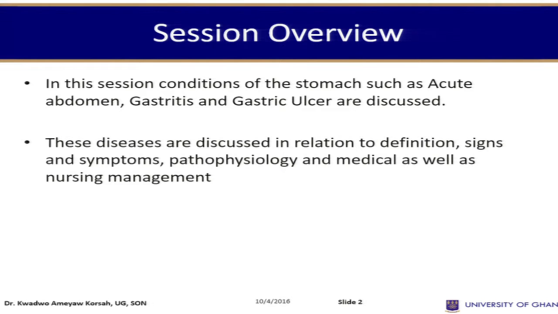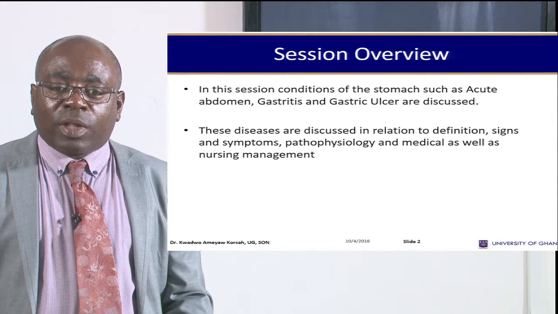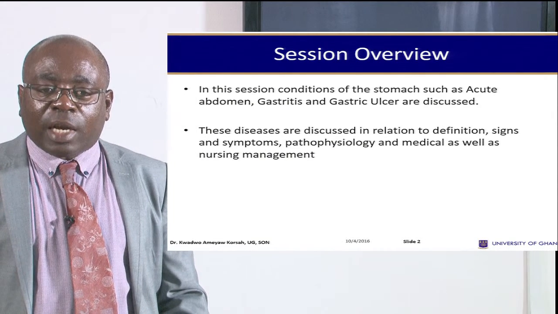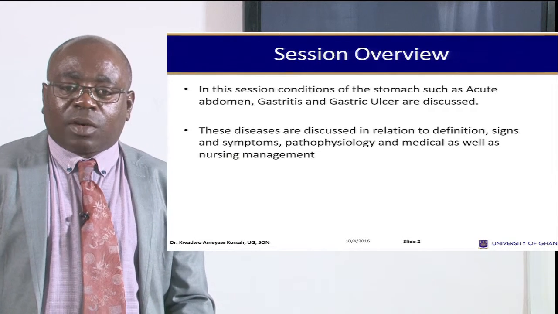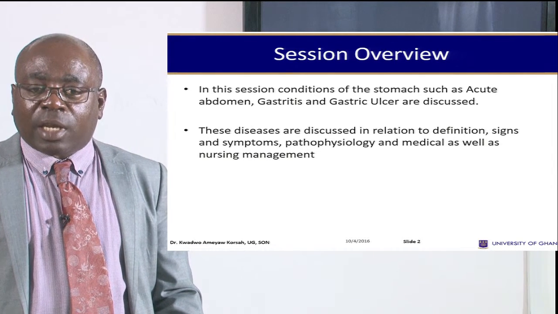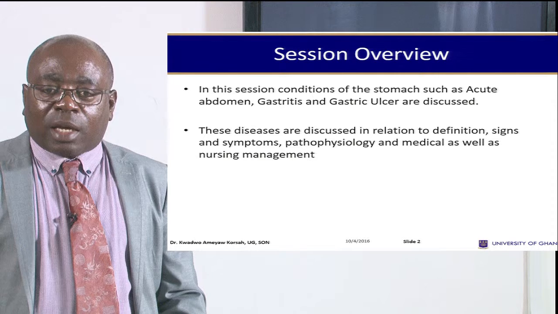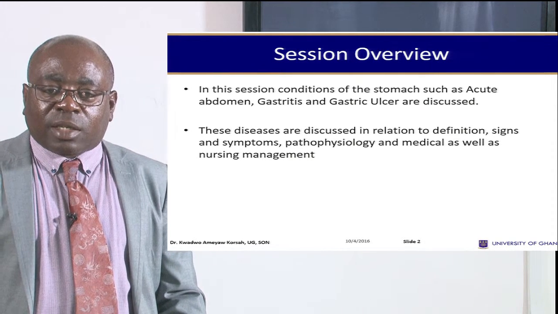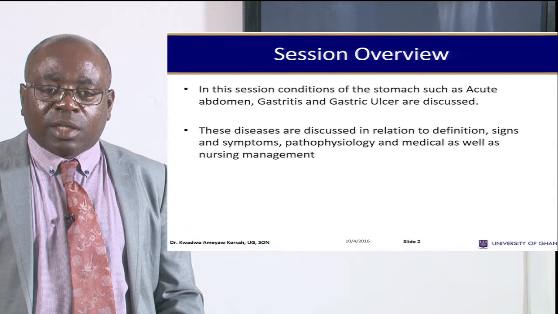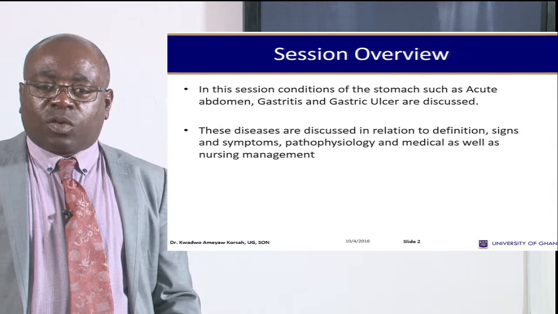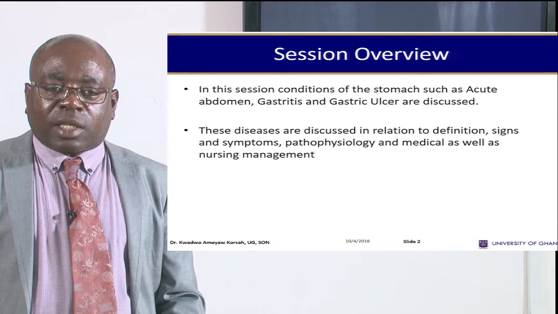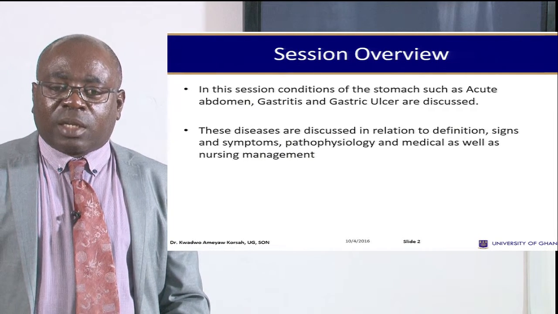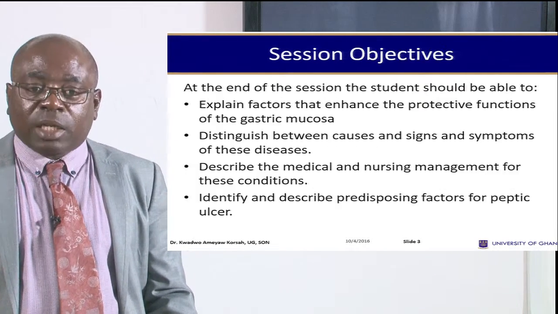gastritis and then gastric ulcer may also be discussed, but acute abdomen covers almost all the conditions in the abdomen, including gastritis and the gastric ulcer, because the manifestations under acute abdomen are able to cover specific conditions like gastritis, gastric ulcer, and the rest. So these diseases are discussed in relation to definition, signs and symptoms, pathophysiology, and medical as well as nursing management.